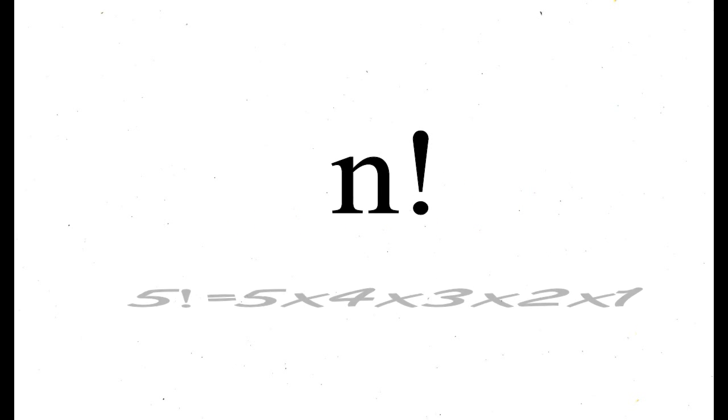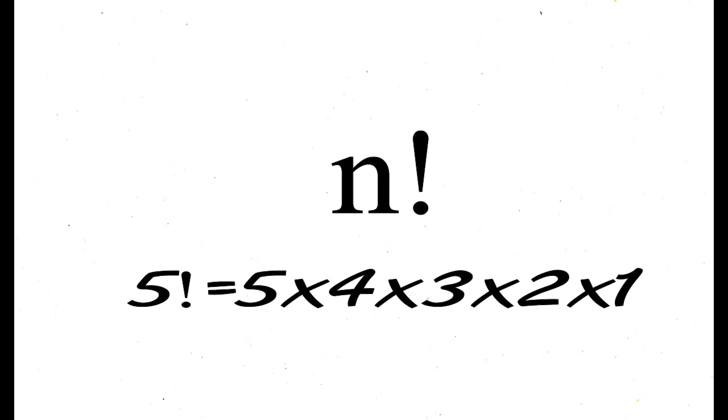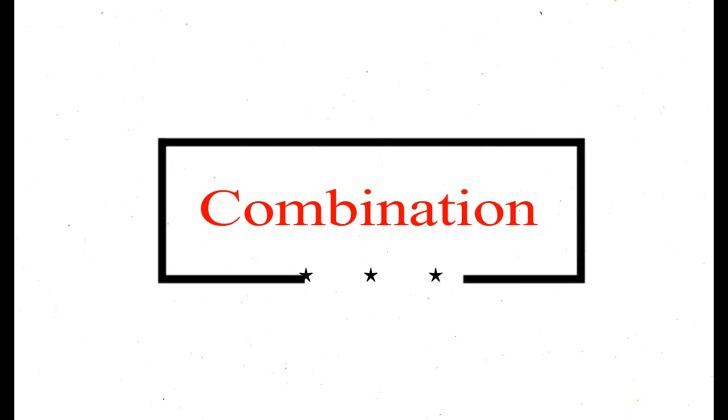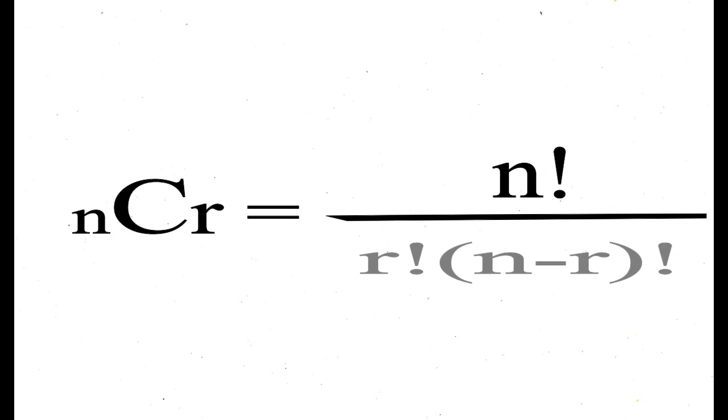N represents a number, and the exclamation mark is called factorial in math. So if there is 5 factorial, you need to know that it equals 5 times 4 times 3 times 2 times 1. And there is one more thing that you need to know. It is called combination. This is the combination formula that you are going to use.